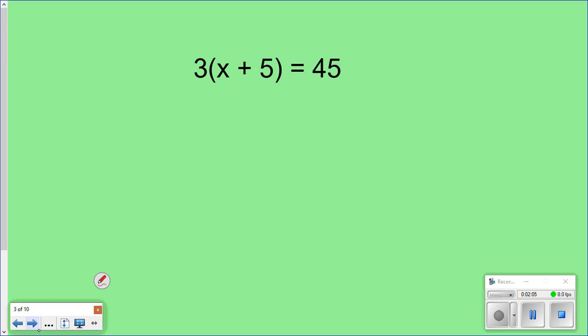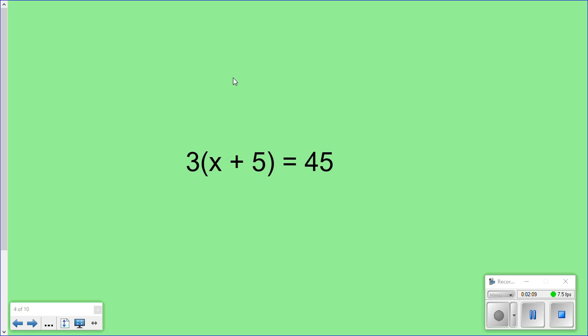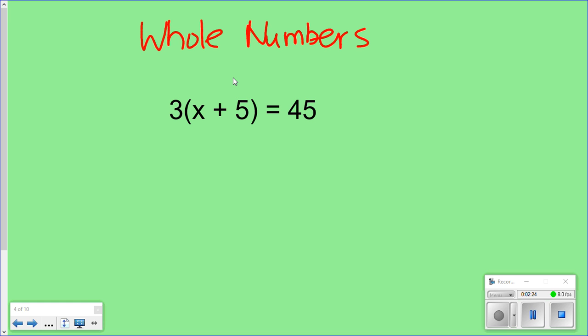So here's an example. On the first page of homework in your notebook, I want you to write whole numbers, because these are the type of problems that have whole numbers. So what are we writing? Whole numbers. All the problems that I'm going to do for the next few slides have whole numbers.